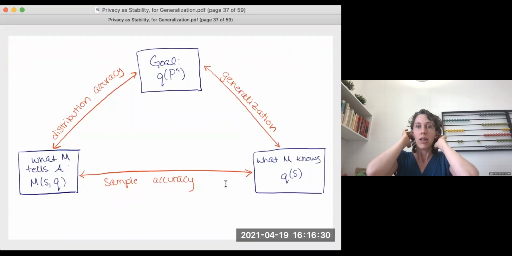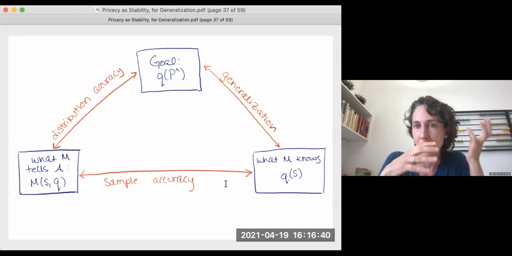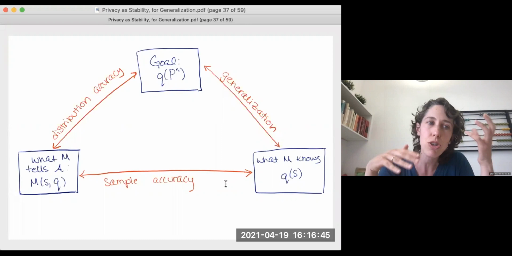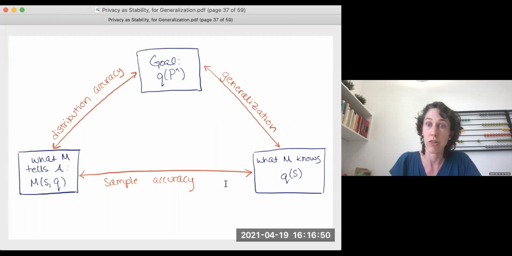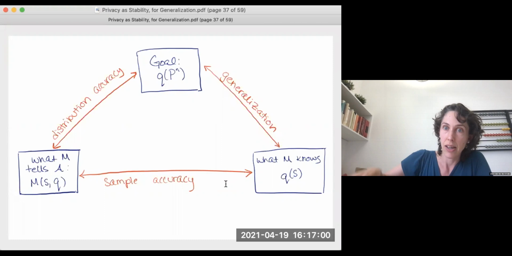First, a different story. What's the usual path to arguing that science on a sample gives you some results for the underlying distribution? The usual path does this. We have three quantities that we usually try to relate to each other. The goal is the query on the underlying distribution; what we actually have access to is the bottom right, the value of the query on the sample.